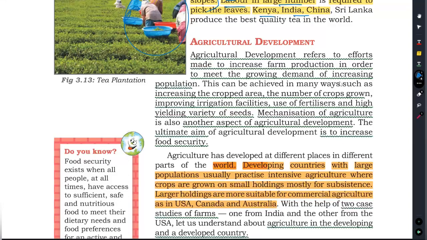Agricultural development refers to efforts made to increase farm production in order to meet the growing demands of the increasing population. As population around the world is growing, you need more produce of food crops to meet the demand of the hugely increasing population. That is why we need agricultural development.